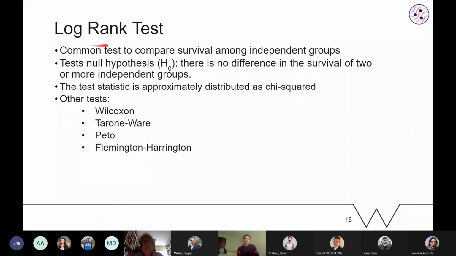And the most frequently used test for this is the log-rank test, which compares the survival probabilities of the independent groups. And we are actually trying to reject the null hypothesis that there is no difference between the survival times for the two groups. And by rejecting this null hypothesis, we will be accepting our alternative hypothesis that there is indeed a difference between the two groups. For this, the chi-square test is used. Other tests like Wilcoxon, Tarone-Ware, Peto, Fleming-Harrington are also reported in the literature.